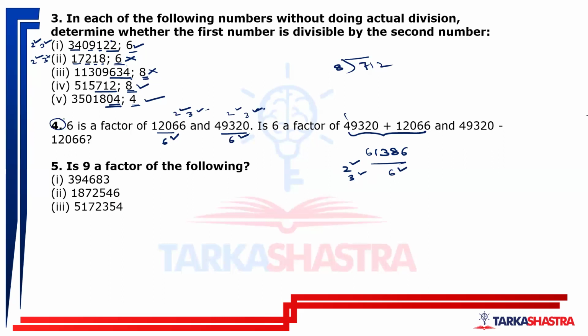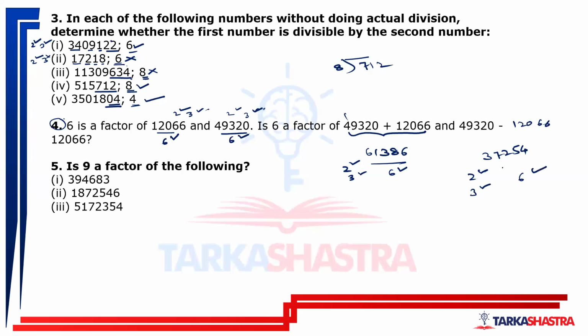Now let us take the difference of these two numbers. 1, 2, 0, 6, 6. The difference is 4. This is 5. This is 2. This is 7. And this is 3. 10, 12, 21. So divisible by 2, divisible by 3. So definitely divisible by 6.